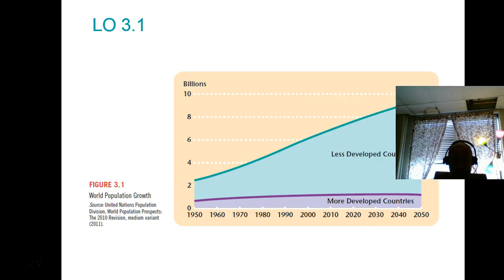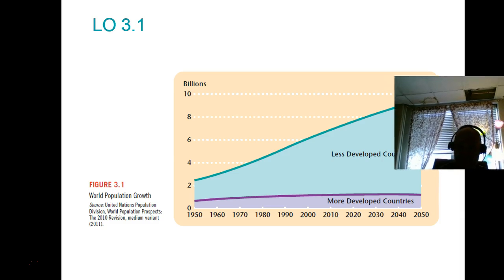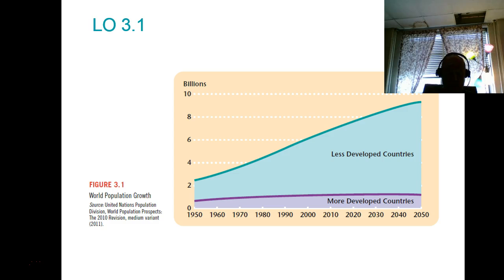To illustrate, the natural increases, births minus death, in 2011 for the less developed countries was 81.1 million compared to 1.9 million in more developed countries. If the fertility rate in less developed countries are not lowered, their populations will continue to increase at very fast rates.